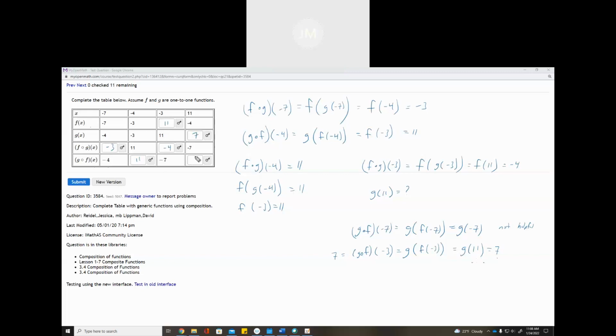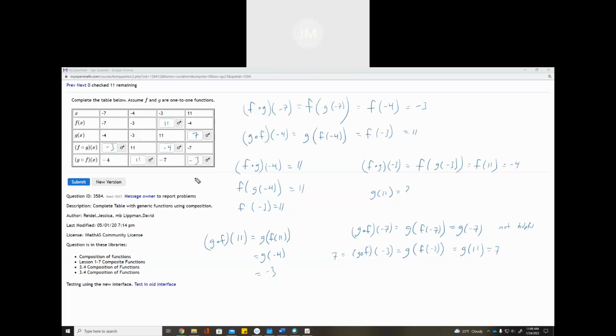Okay, so then we just have one more here, g composed with f, where I'm plugging in 11. So that's g of f of 11. F of 11 is negative 4. So I replace the f of 11 with negative 4. G of negative 4, here's negative 4. G of negative 4 is negative 3.